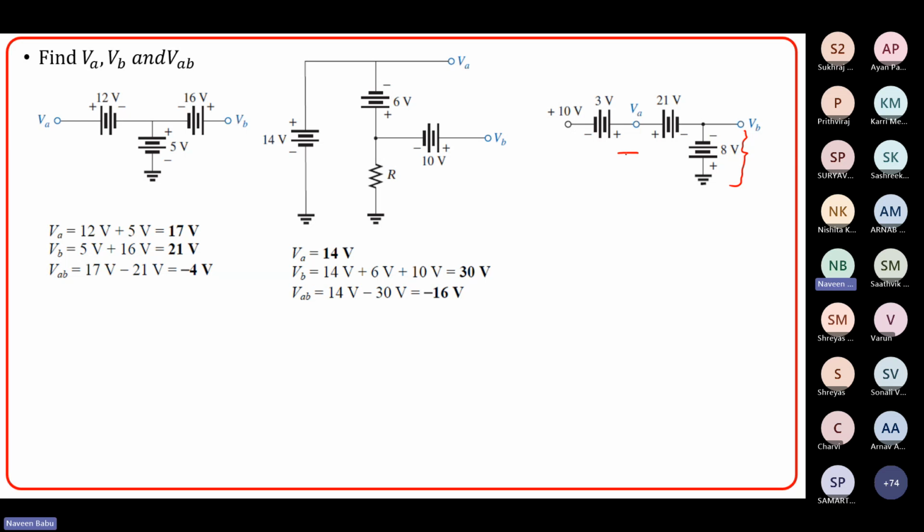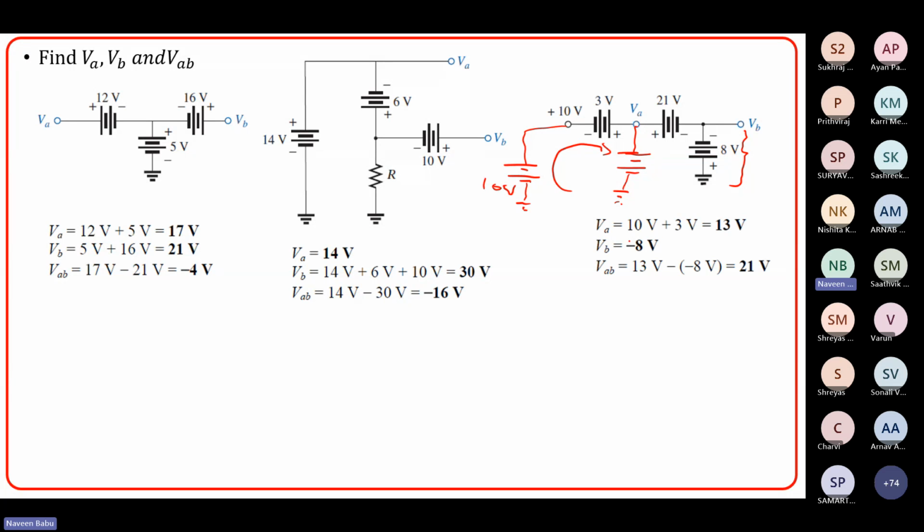It can be drawn with a battery like this and then a ground potential, which is VA here, and apply KVL in this loop. And this 10 volts can also be drawn like this with a battery. So this is 10 volts. Now apply KVL here. So it is 10 plus 3 minus VA equal to 0. So VA will be equal to 13 volts. So VA is 13, VB is minus 8, and VAB you can find out as 13 minus of minus 8, which is 21 volts.